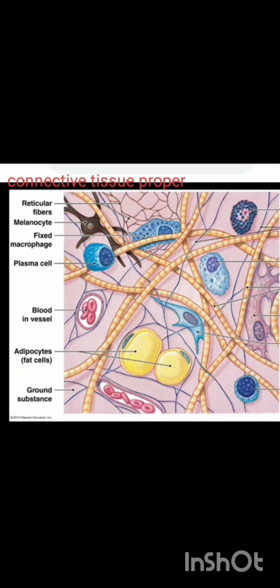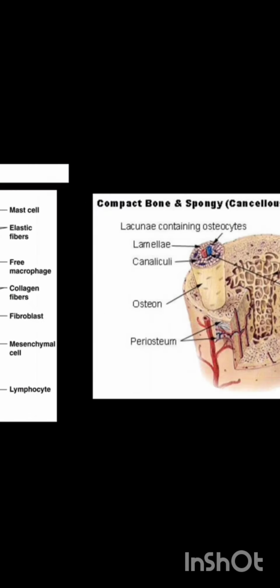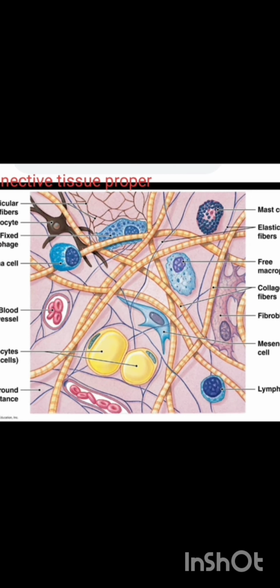This is the microscopic view of connective tissue. This is how the tissues are connected. This is connective tissue proper. Connective tissue proper consists of collagen fibers, elastin fibers and fibroblasts. Areolar tissue has cells and fibers loosely arranged in a semi-fluid ground substance called matrix. So, areolar tissue is the first one.